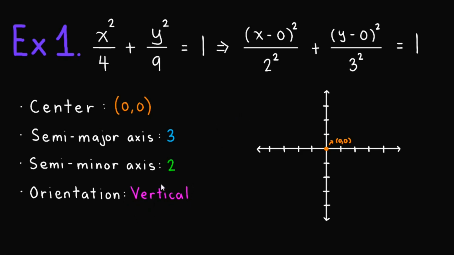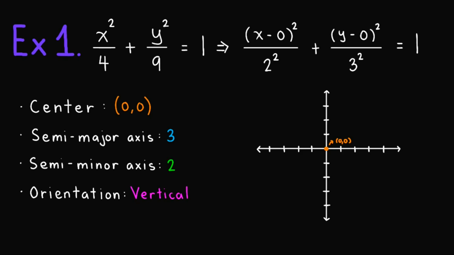Since this one is oriented vertically, we use the semi-major axis to count along the y-axis. That is the thing that you need to remember. That's why the orientation is important. Given this semi-major axis 3, we count 3 units up and 3 units down from the center. So take note of that one. That is crucial in obtaining the correct graph for this ellipse.